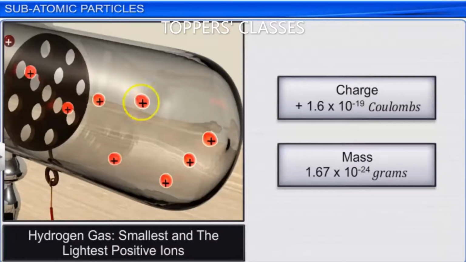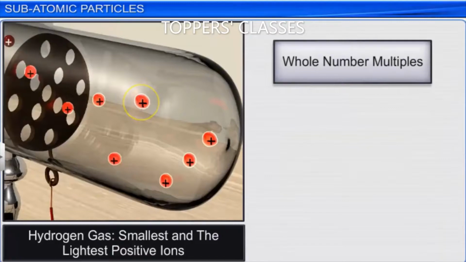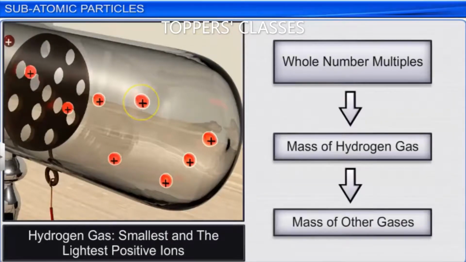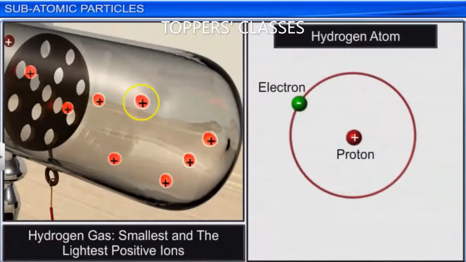The mass of the positive particles originating from the other gases in the discharge tube was found to be whole number multiples of the mass of those originating from hydrogen gas. Therefore, the positive particles from hydrogen gas carrying one positive charge and mass equivalent to a hydrogen atom were taken as the fundamental particles of any atom and were named as protons.